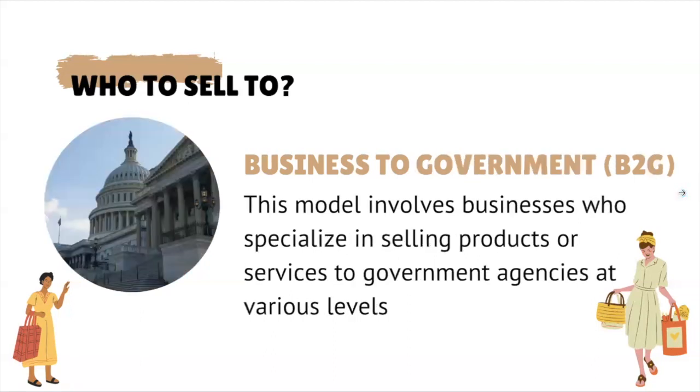Next, we have business to government, also known as B2G. And this model involves businesses who specialize in selling certain products to government agencies at various levels. Now, a couple great examples of this are both oil and infrastructure. A lot of construction companies end up working for the government. So they sell their service of building buildings and infrastructure to the government.